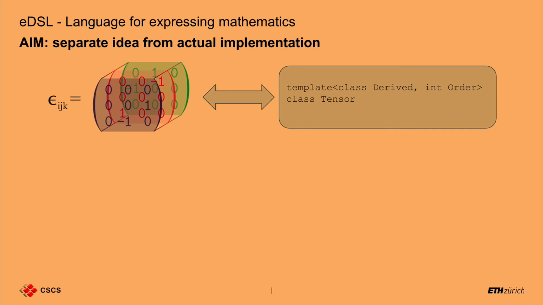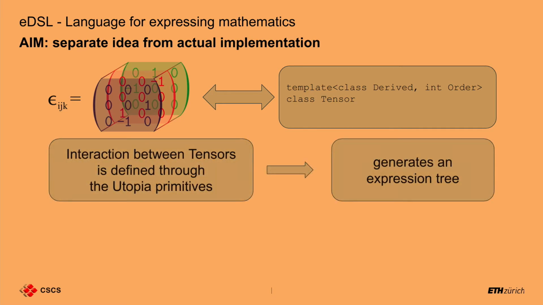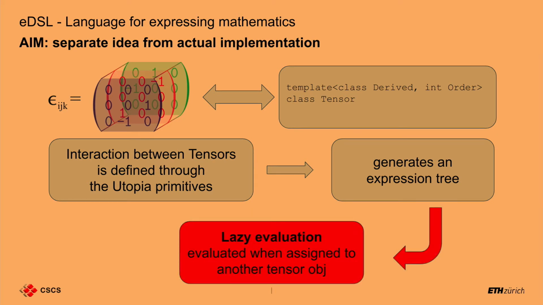We'll use this one. Okay. And the interaction between these tensors is defined through the Utopia primitives, and this generates an expression tree. This expression tree is not evaluated as soon as it's been written, but is evaluated only when it's assigned to another tensor object.